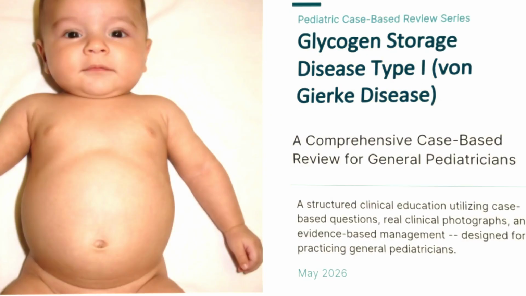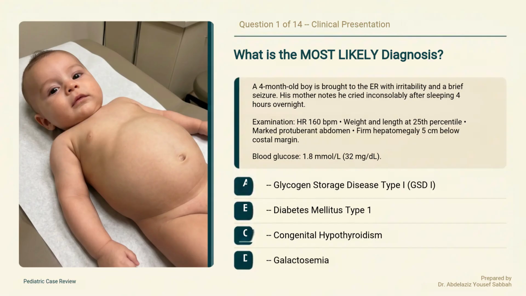Let us begin. Question 1. A 4-month-old boy is brought to the emergency room with irritability and a brief seizure. His mother notes that he cried inconsolably after sleeping 4 hours overnight. On examination, the heart rate is 160 beats per minute. Weight and length are at the 25th percentile. There is a markedly protuberant abdomen and firm hepatomegaly extending 5 centimeters below the costal margin. Blood glucose is 1.8 millimoles per liter, which is 32 milligrams per deciliter.